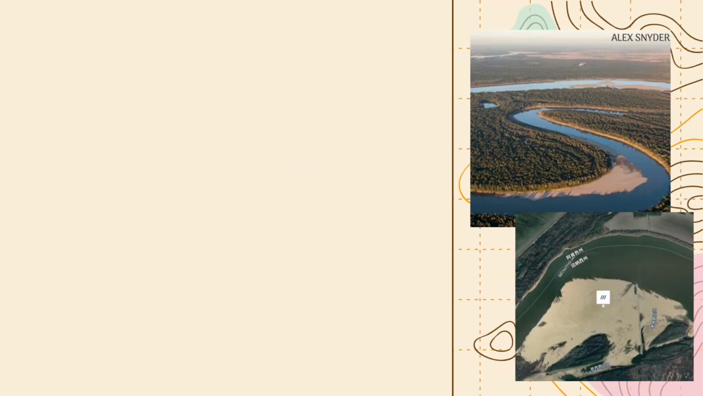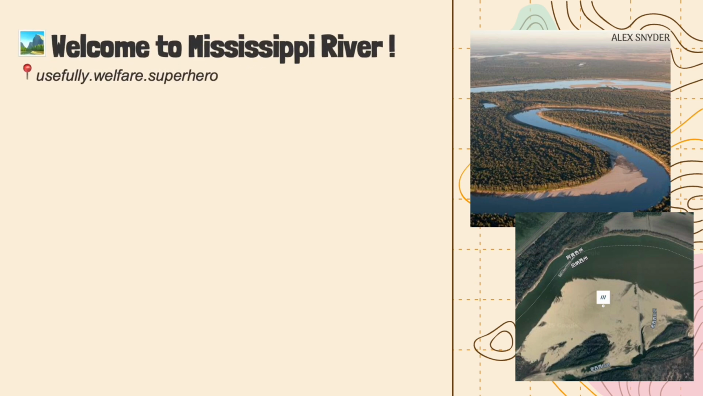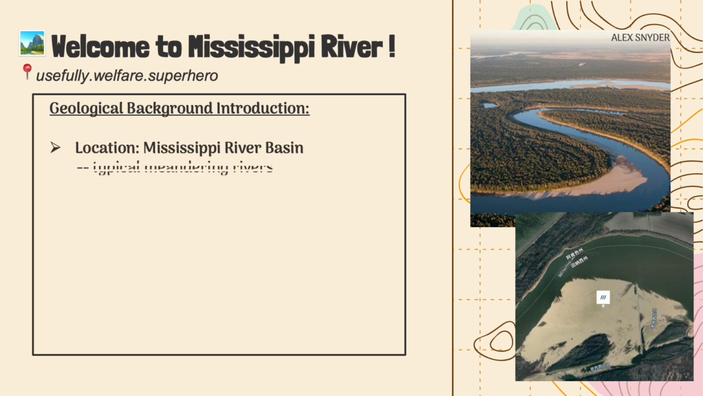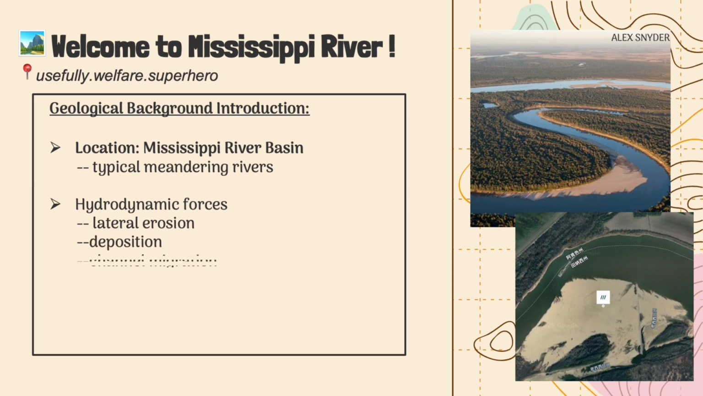Alright, now let's shift gears, literally, to the Mississippi River, one of the most powerful and ever-changing rivers on Earth. If you've ever seen those classic looping bends in a river, you're looking at a meandering river system. The area we talk about today is located within the Mississippi River Basin. It's shaped by powerful hydrodynamic forces that drive erosion, deposition, and channel migration.